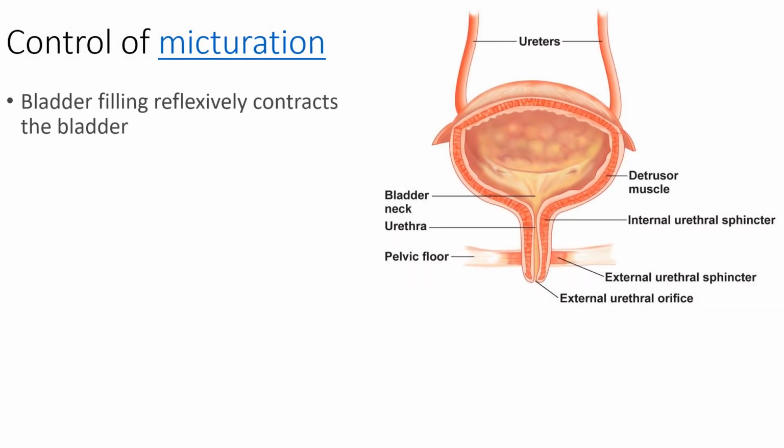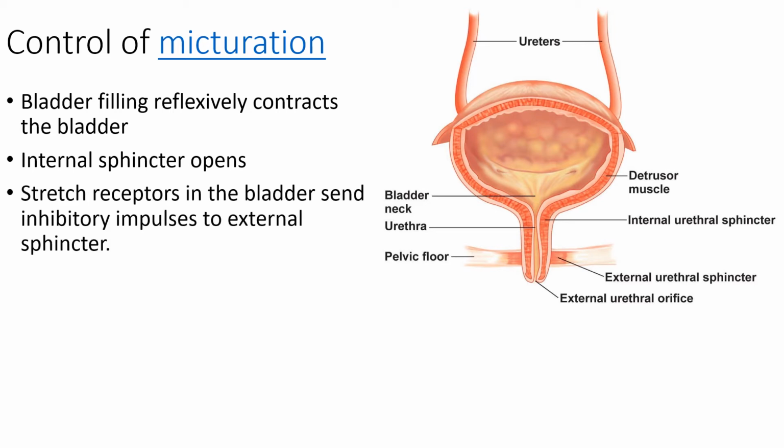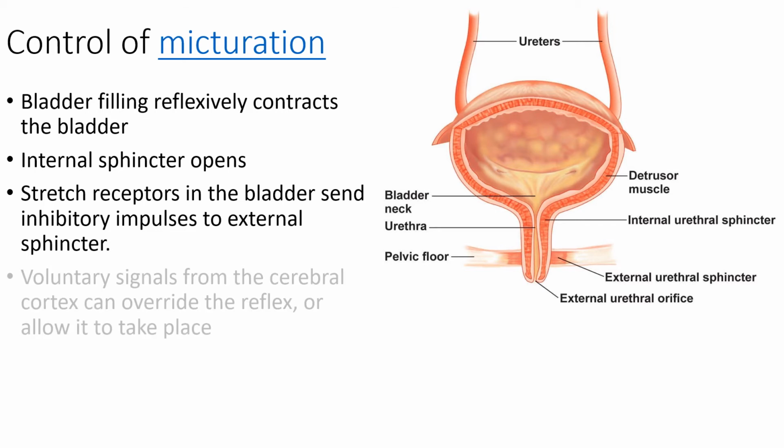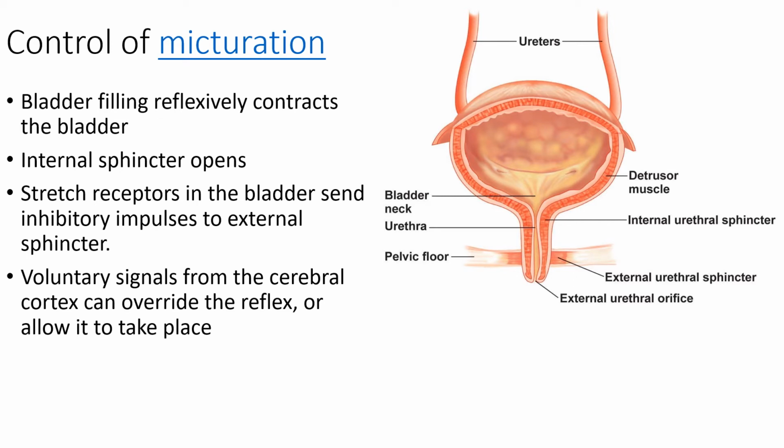So, the control of micturition. When your bladder fills, it will reflexively contract. It will just want to eject its contents when it's full. When it's full, the internal sphincter will open, and stretch receptors in the bladder wall will send some inhibitory pulses to the external sphincter, which is under your voluntary control. Voluntary signals from the cerebral cortex can override this reflex, or they can allow it to take place.